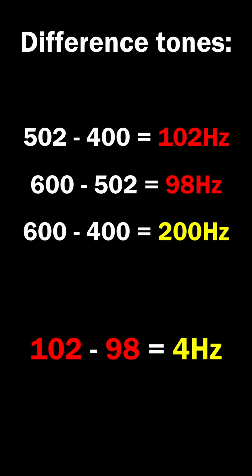This explains why we can't hear the beating until all 3 notes are played simultaneously. No single pair of notes is enough to generate both the 102 Hz and the 98 Hz difference tones simultaneously on their own. Why does this distinction matter?